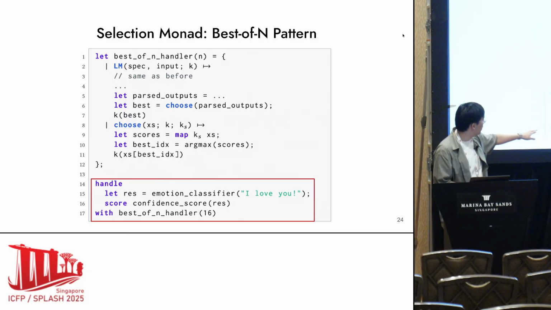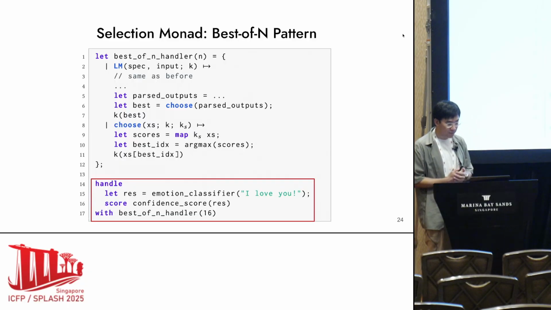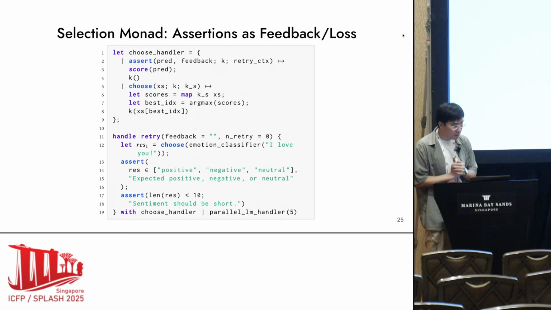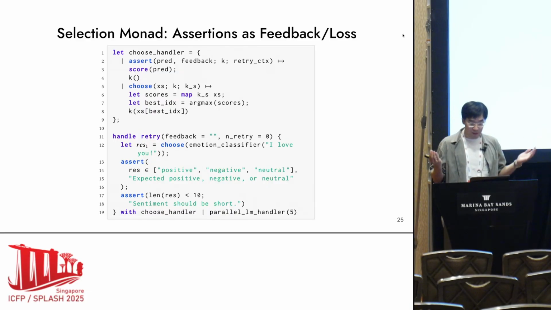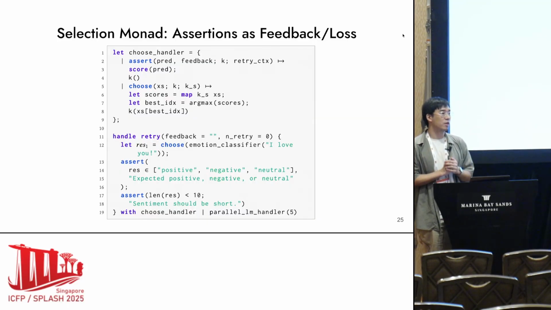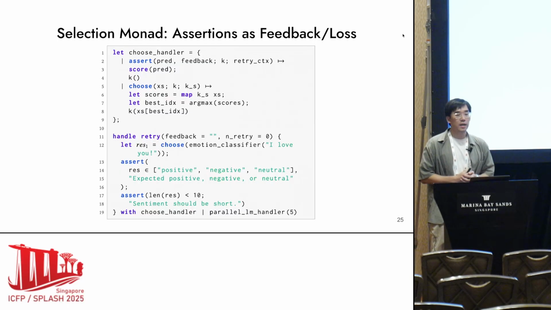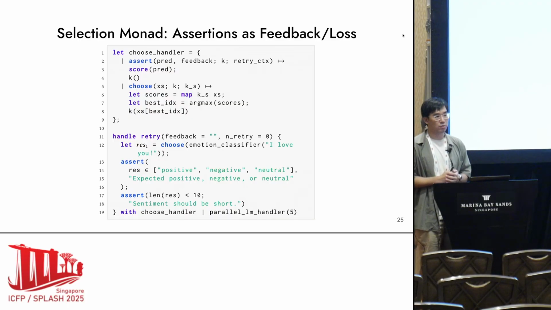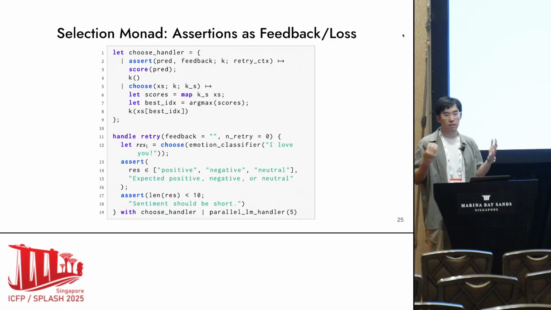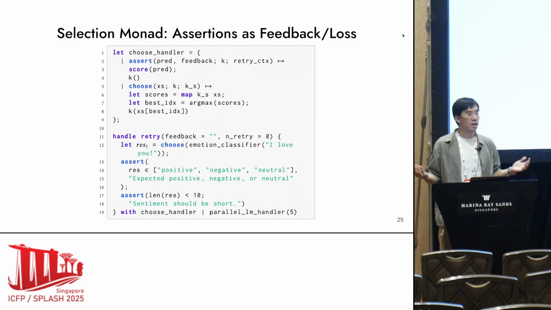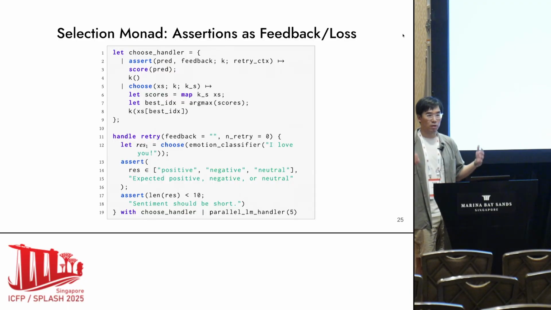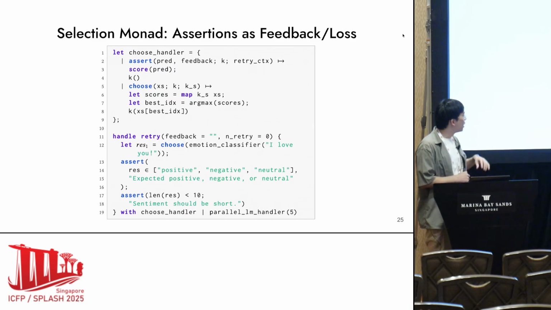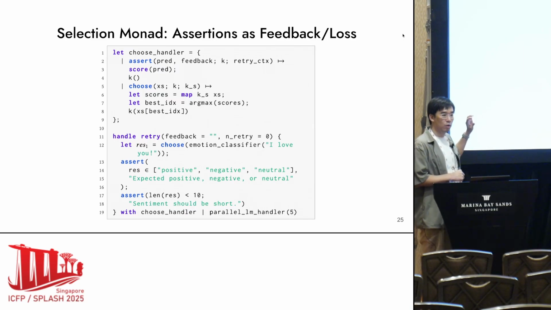And here in the example, I'm calling a language model 16 times and only taking the best one. There is a user-specified way to provide this feedback or loss. One analogy we're drawing here is with assertions. Assertions in traditional programming check whether some value satisfies a condition, and if it fails, the program just aborts, just quits. But here, we're using assertions to examine the result of the language model output.